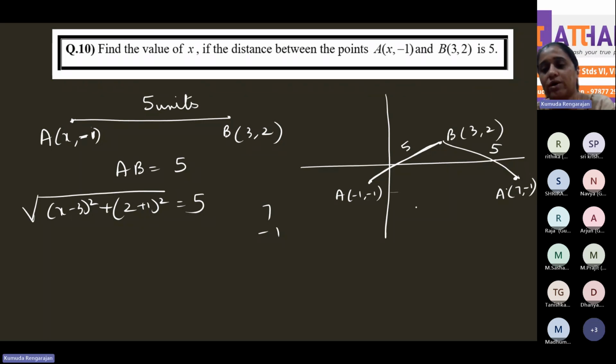The distance between the two points A and B should be 5 units. For A, the y coordinate is fixed. So you have to find out the x coordinate. The x coordinate can be 7 or -1. If it is 7, -1, it's here. If it is -1, -1, it's here. We're getting two values or two addresses because if A is located here, AB is 5 units, and if A is located here, then AB is also 5 units.